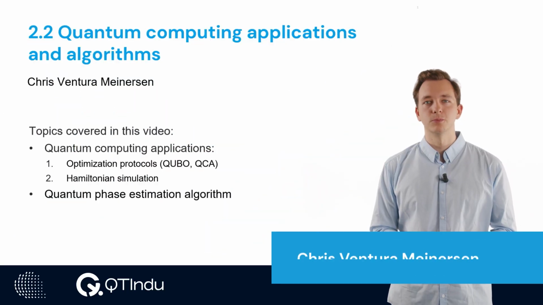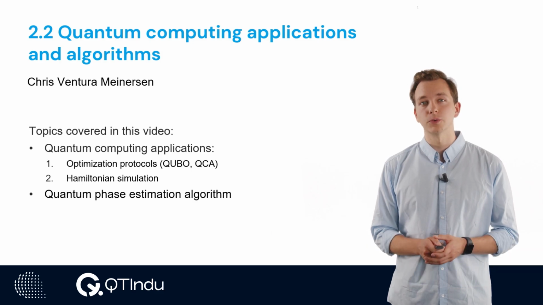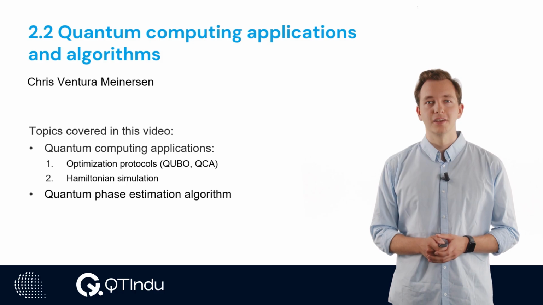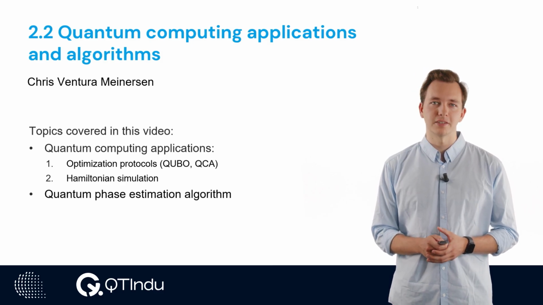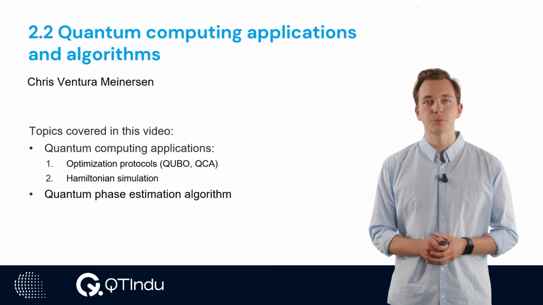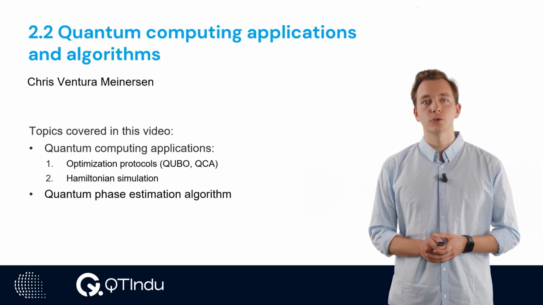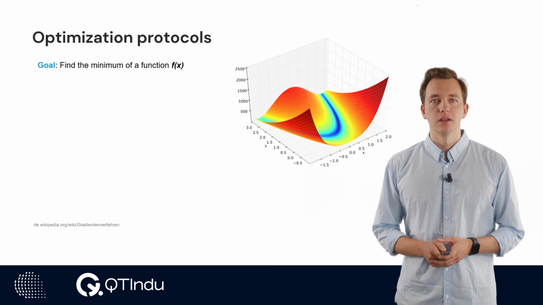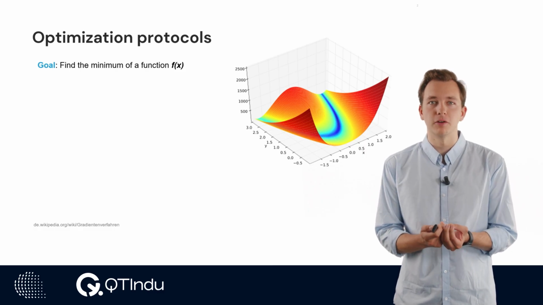Welcome back to Module 2.2. This module is dedicated to giving a rough overview of the possible algorithms and applications on quantum computers. I will start with some applications of quantum computers, in particular optimization protocols, but also, in the spirit of Feynman, Hamiltonian simulation. Afterwards, I will go through the quantum phase estimation algorithm, which is important in the implementation of these tasks. Let's get started.